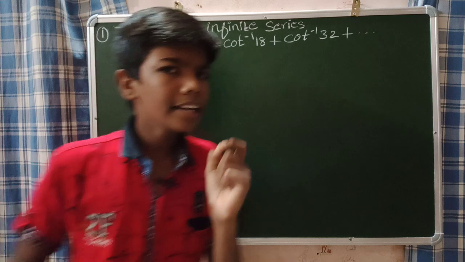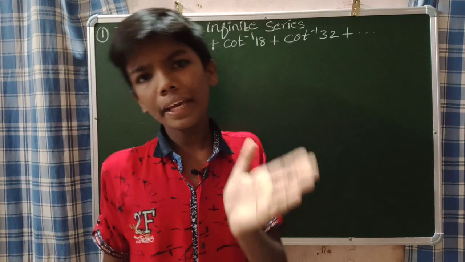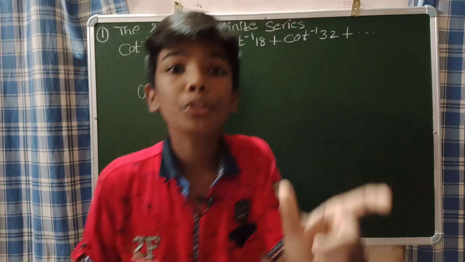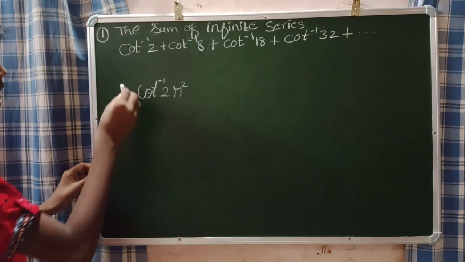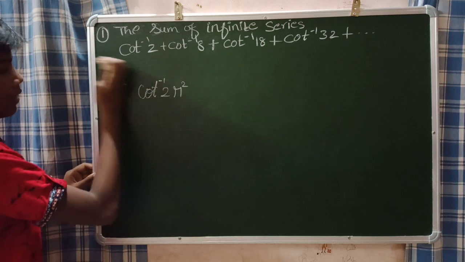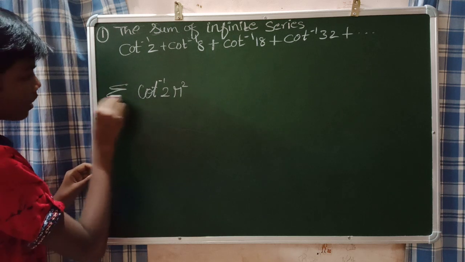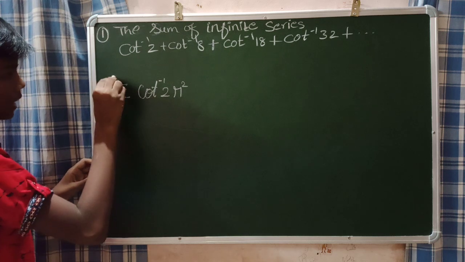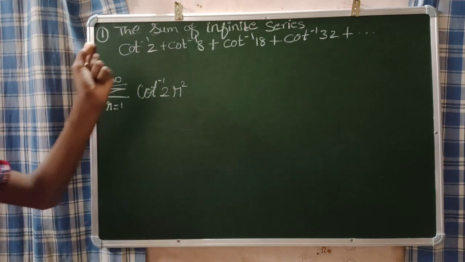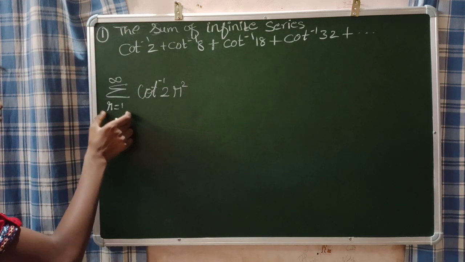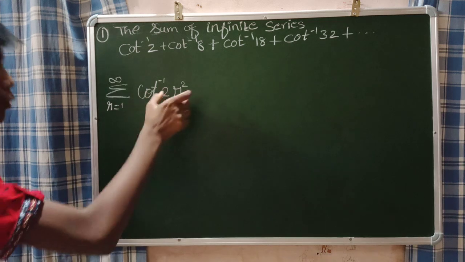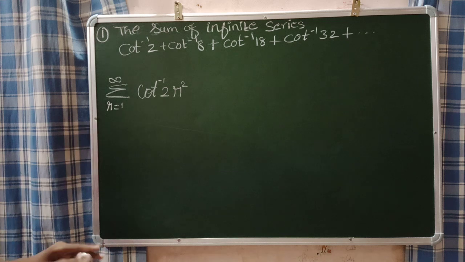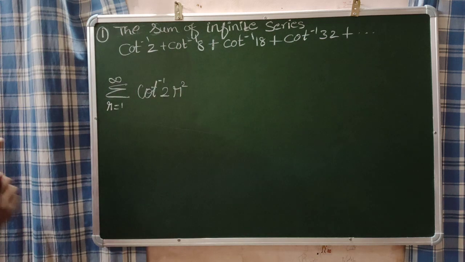Now, if you have a general term, what should our next step be? That should be the summation process. If you have a general term, you should do a summation. So let me write the summation from r equal to 1 to infinity, because this is an infinite series. So summation of cot inverse of 2r square from r equal to 1 to infinity, because that is what is given in the question, right? So this is what I wrote.